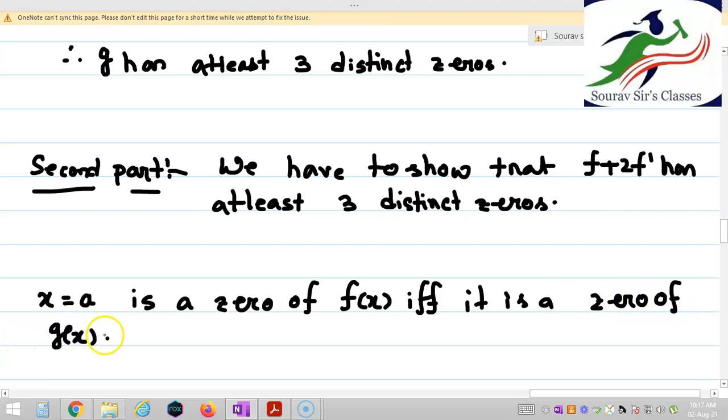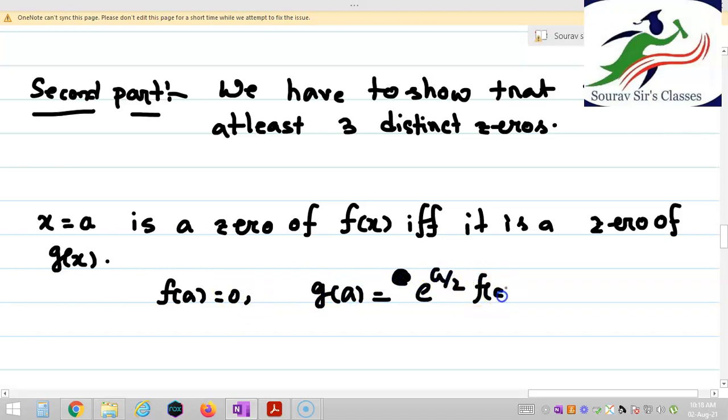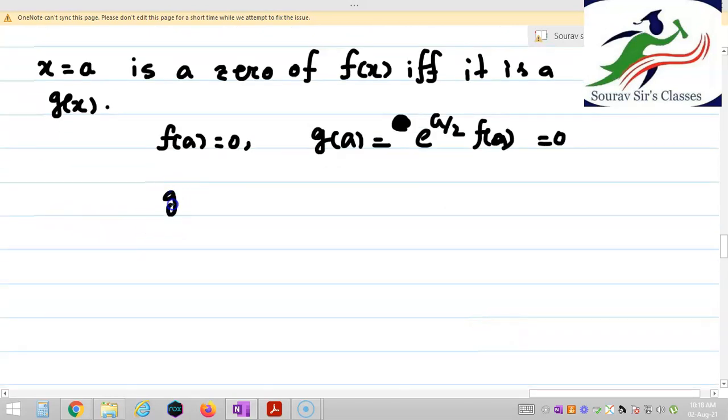Why? First of all, observe that if x equal to a is a zero of f(x), then f of a is equal to 0. Then g of a is equal to e to the power a by 2 into f of a. As the value of f of a is 0 and e to the power a by 2 is a fixed value or a bounded quantity, it will be 0. And similarly, if g of a is equal to 0, it means e to the power a by 2 into f of a is equal to 0.